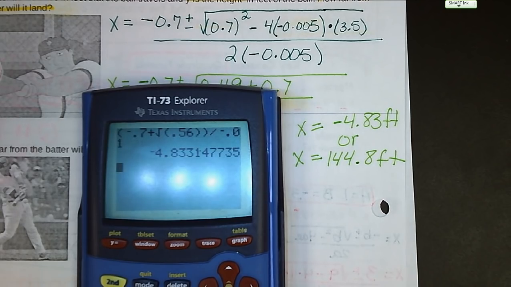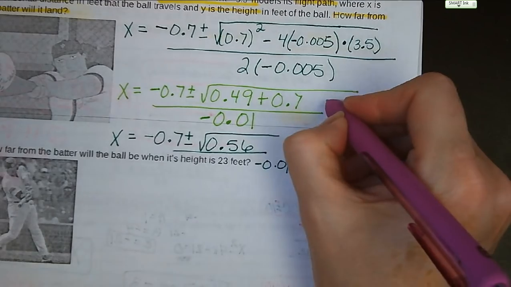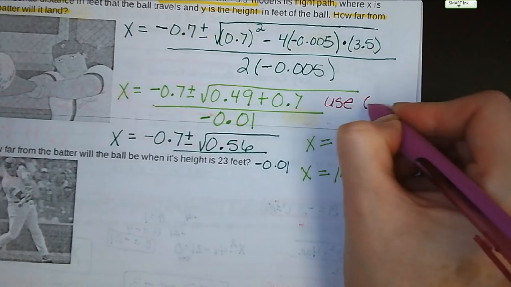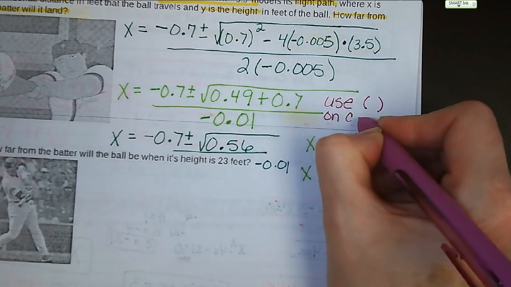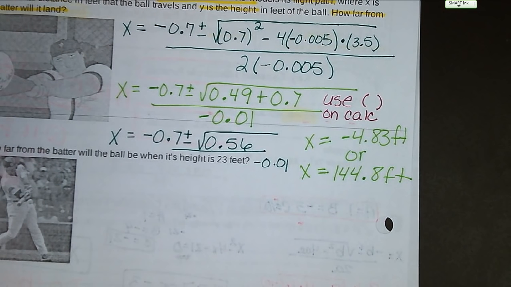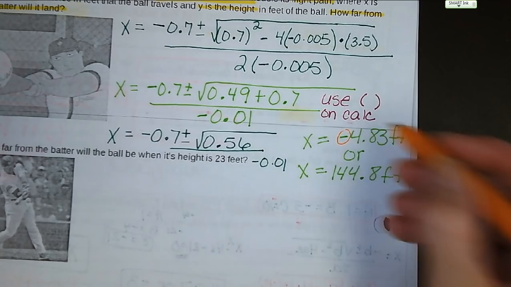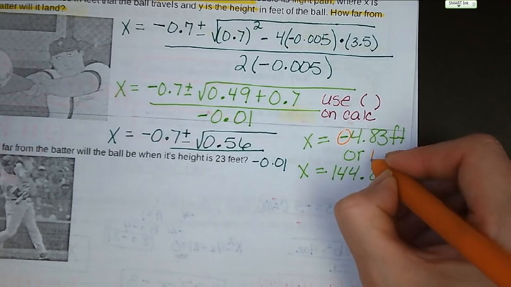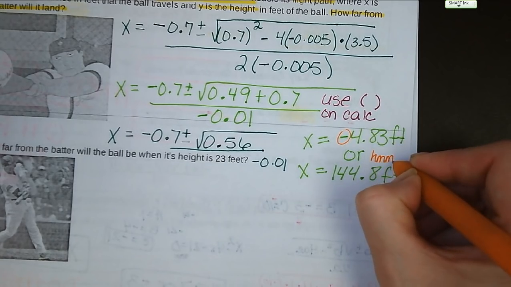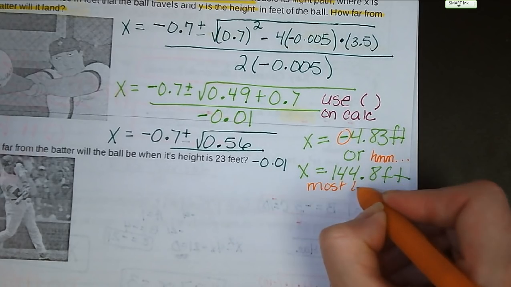And then you would do the same equation, but you would subtract the square root instead, and you would get 144.8 feet. Okay? All right, so either he foul tips it and it just goes 4.83 feet behind him, or it goes 144.8 feet out into the outfield. So there are two possible solutions of where that ball is going to end up. Most likely, it's going to be that positive value.